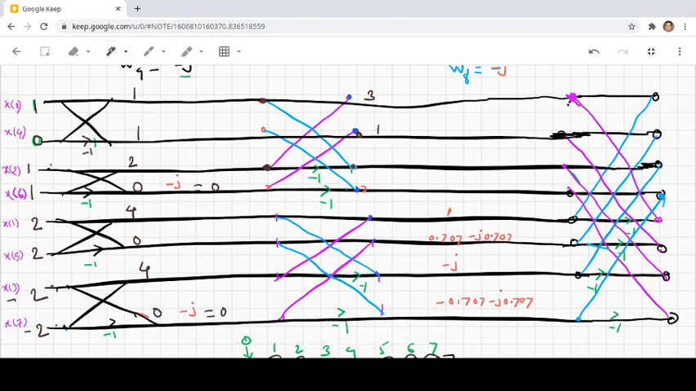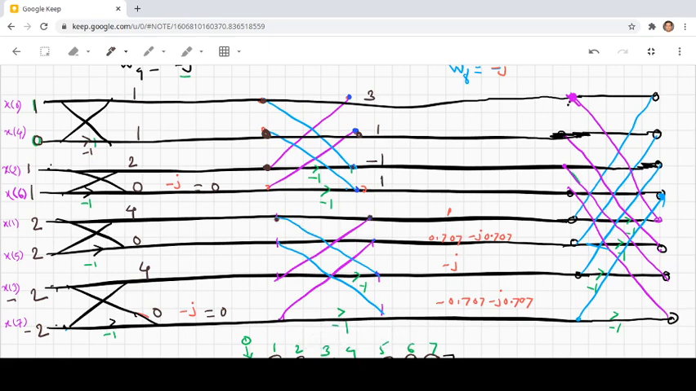Then here I should get 1 from the upper branch and minus 2 from the lower branch, so that gives me minus 1. Here I am getting 1 from the upper branch and 0 from the lower branch, so I should get plus 1 here.